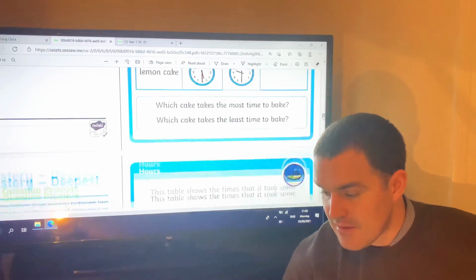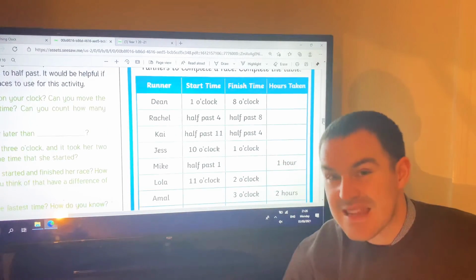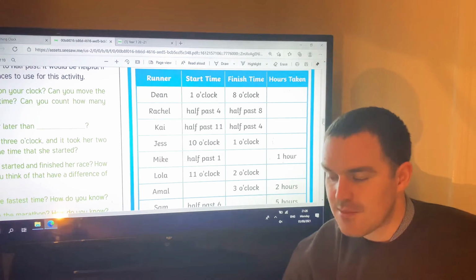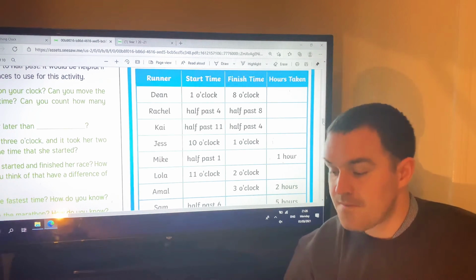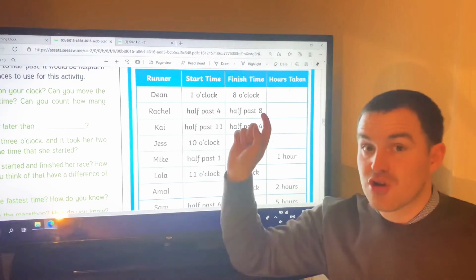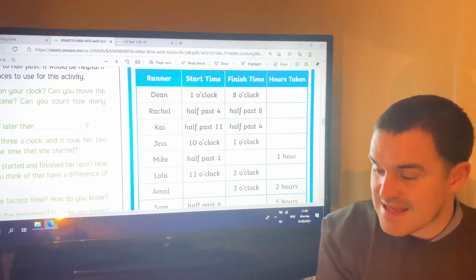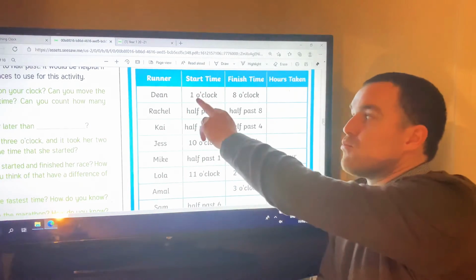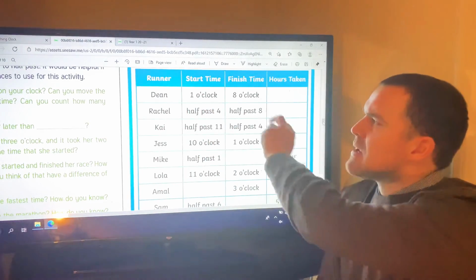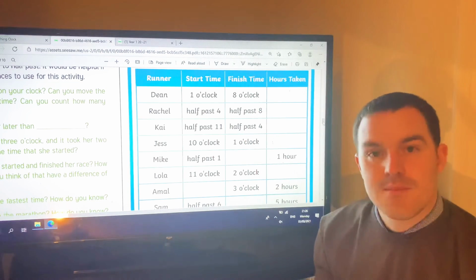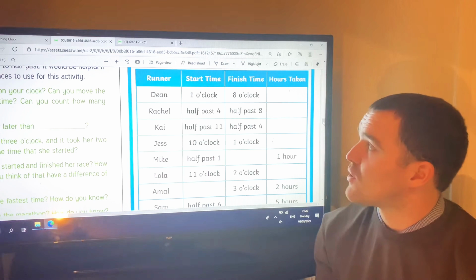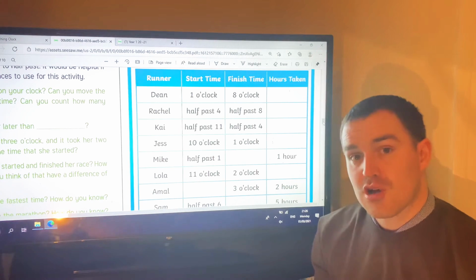Then, if you're really good at it, this is very tricky. You can use this table to work out the answers. Now, you might not even use your clock for this. For example, it says our runner is called Dean, and he starts running at 1 o'clock. He must be running a marathon or something, and he finishes at 8 o'clock. Maybe more than a marathon, it would take him that long. So he's going from 1 o'clock to 8 o'clock. You might use your clock to solve that problem.